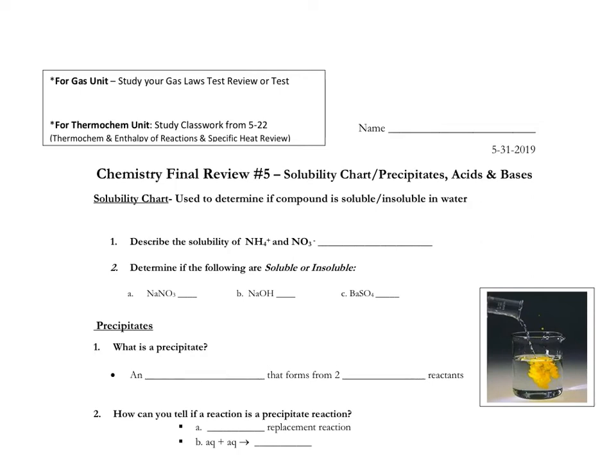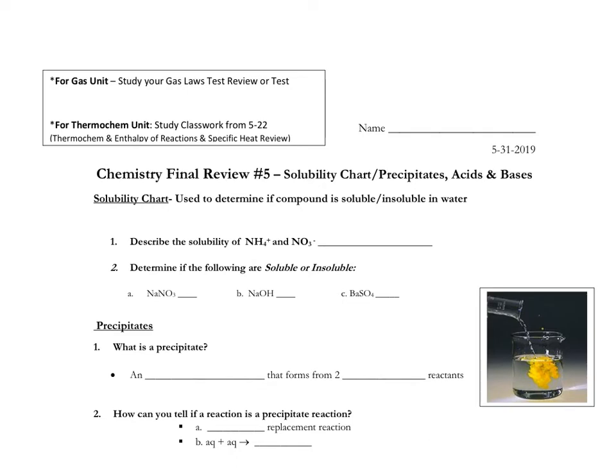All right, let's review solubility, precipitates, acids, and bases. So to understand solubility, you have to look at the solubility chart or the solubility reference material that is on your blue reference chart. On the back of it, it says solubility of common ionic compounds in water, and there's a whole list of compounds that are soluble with their exceptions, and there's a whole list of compounds that are insoluble with their exceptions as well.